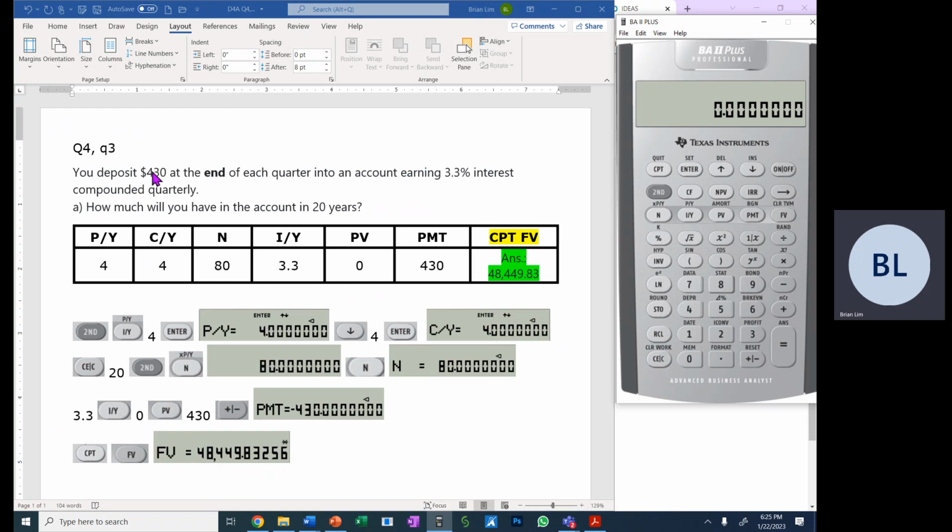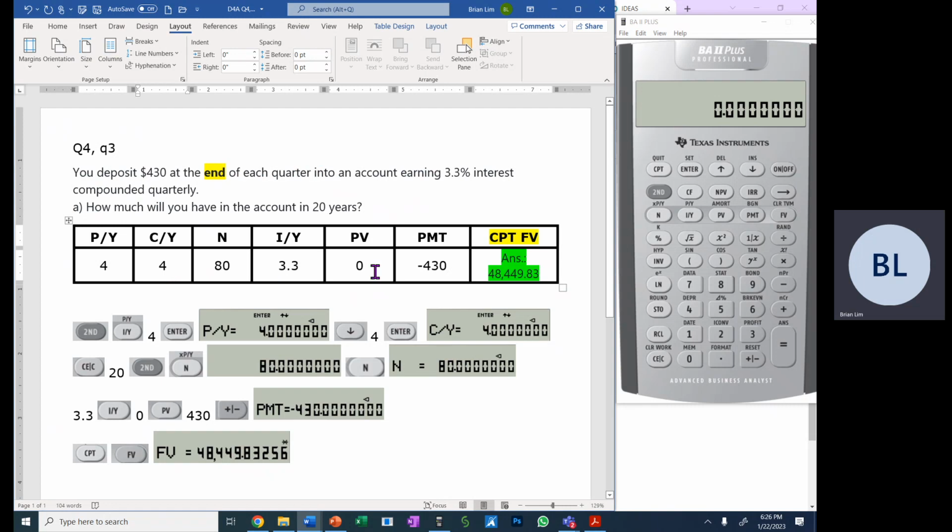So you deposit $430 at the end of every quarter. So $430, now there it is, and we'll make it negative because it's a deposit. The money is leaving our hands, okay? So this is end, all right? That's important. So we should take note of that. End of each quarter, so that means PY is 4. And the interest is compounded quarterly. So that is why CY is 4.